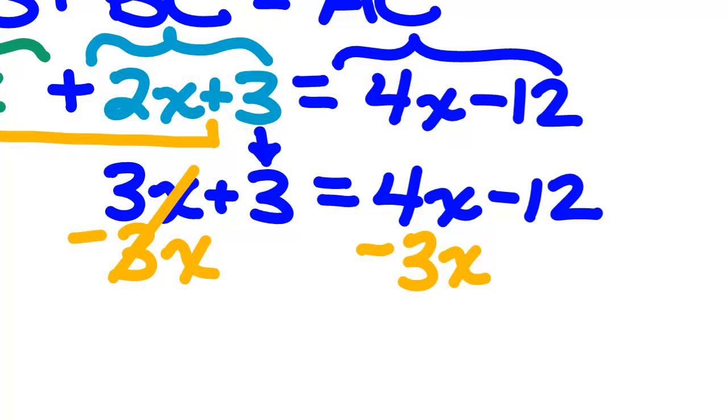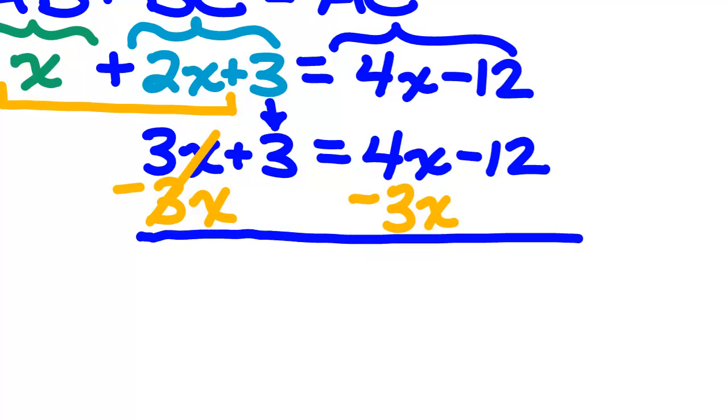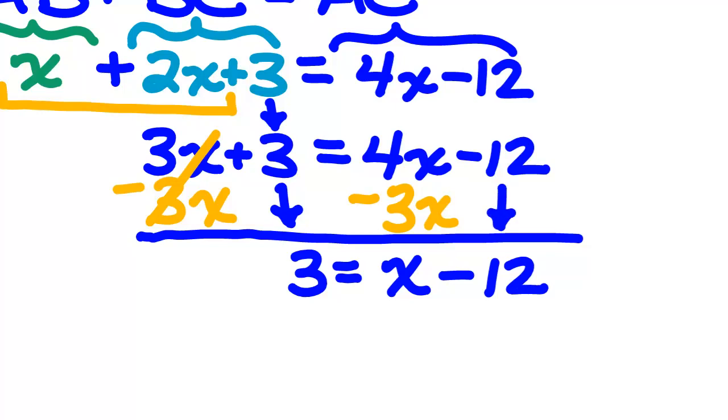I need to make one of them cancel out. It doesn't matter whether I make the 3x or the 4x cancel out, but one of them has to cancel. Over here on the left, we're going to bring that 3 straight down. What is 4x minus 3x? 1x, so just x. And then bring down my minus 12.